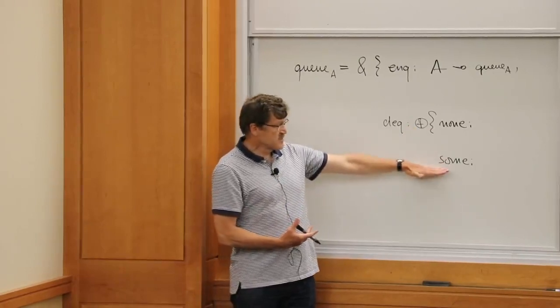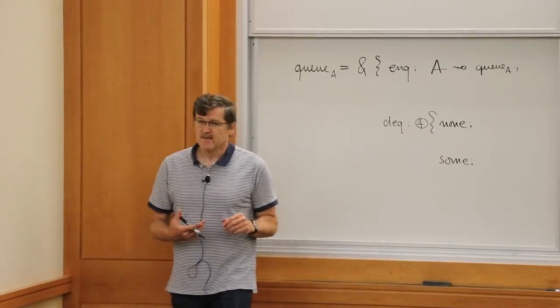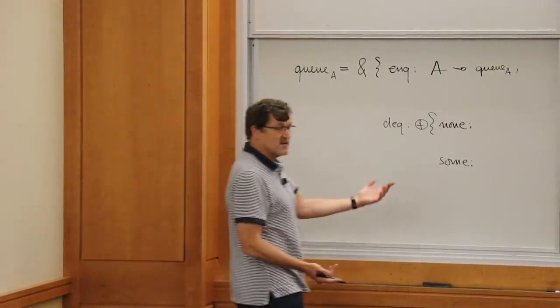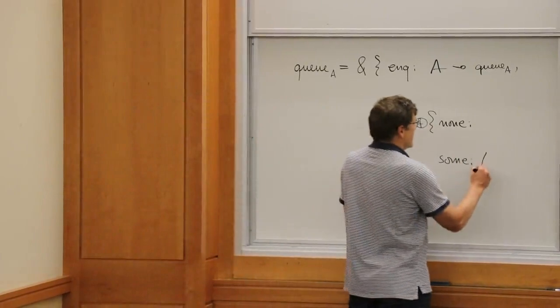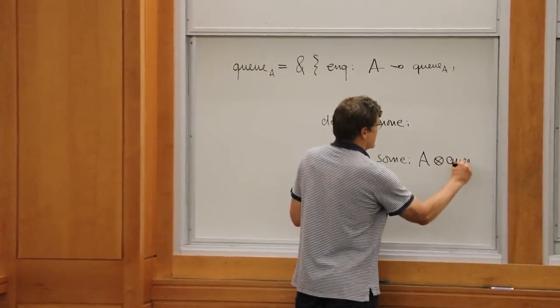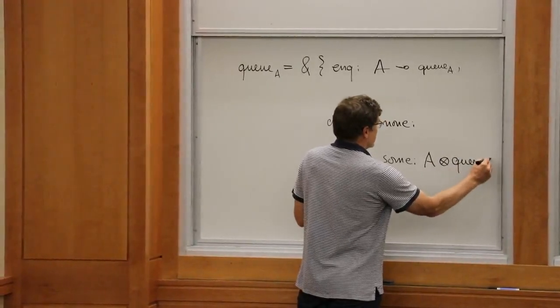Now, if it's some, there is something in the queue, what should happen next? Now we send the thing which is in the queue, which becomes tensor, right? Because we send a channel, and then we behave again like a queue. Okay?